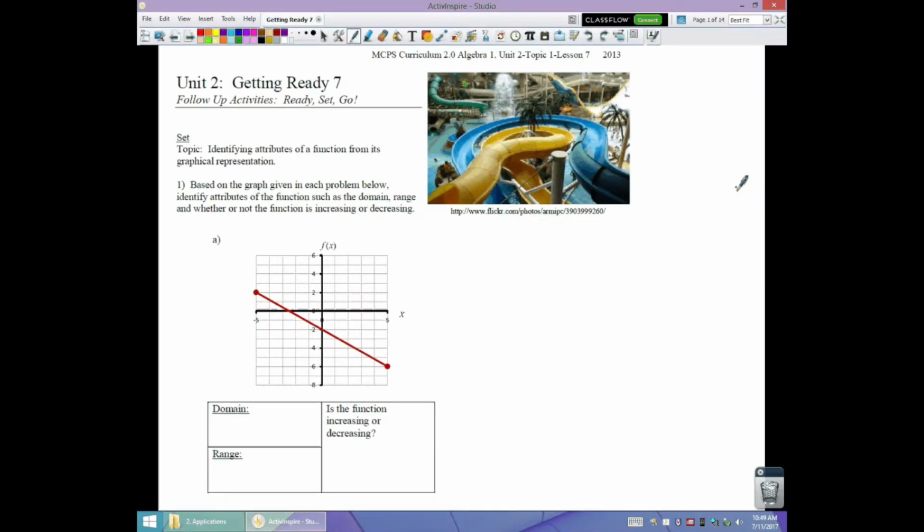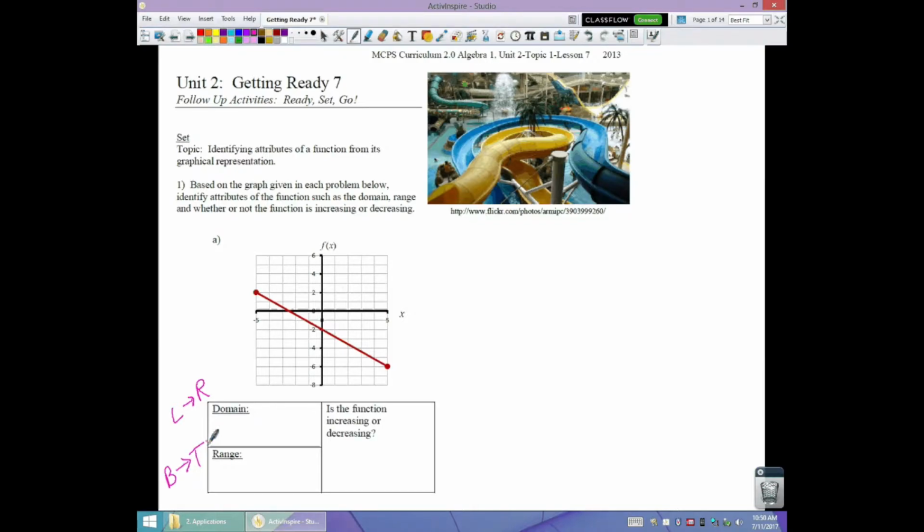Okay, so we're going to look at some graphs here and identify the domain and the range and tell whether it's either increasing or decreasing. Okay, so this, remember, domain is left to right and range is bottom to top.